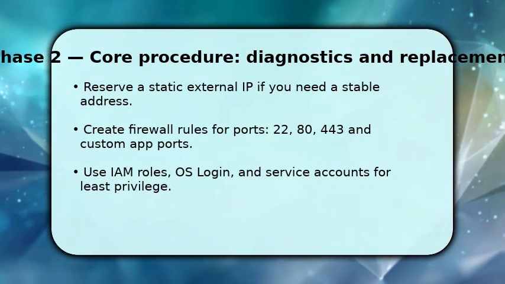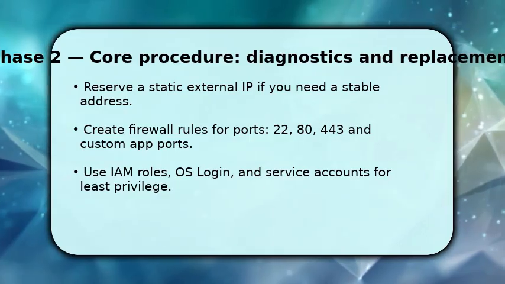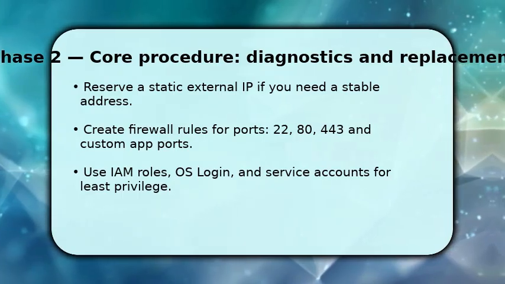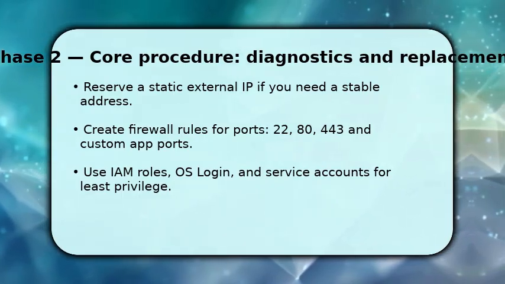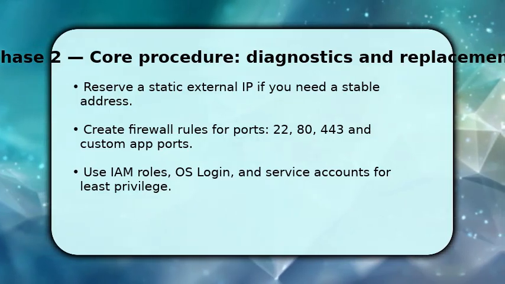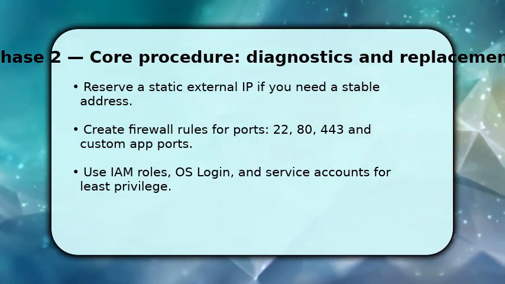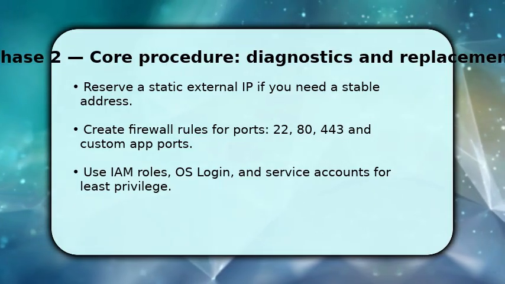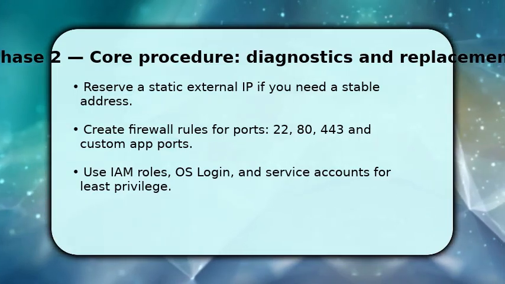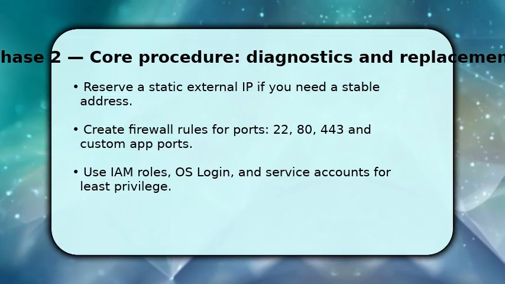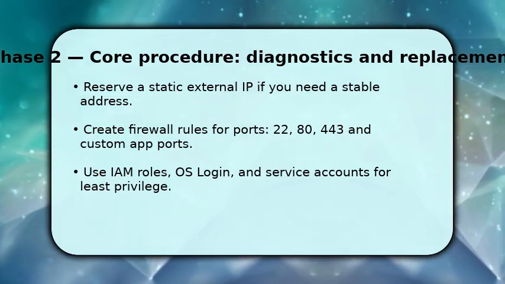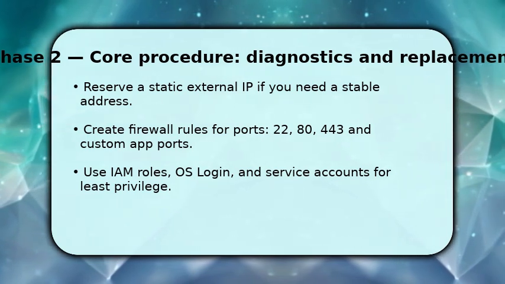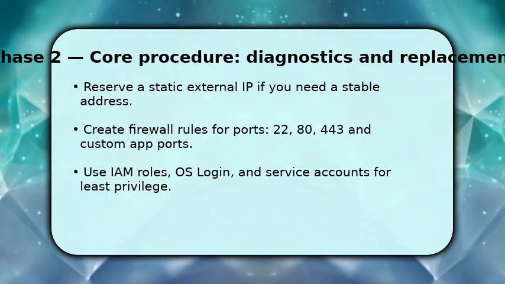Now configure networking and security. This is where you control access. Reserve a static external IP if clients must reach the server reliably, then create firewall rules to open only needed ports. SSH 22, HTTP 80, HTTPS 443, and any application ports. Use IAM roles and service accounts to grant least privilege for automation, and enable OS login for centralized SSH access. Once configured, test connectivity and permissions with a quick SSH session, because correct networking avoids deployment failures later.